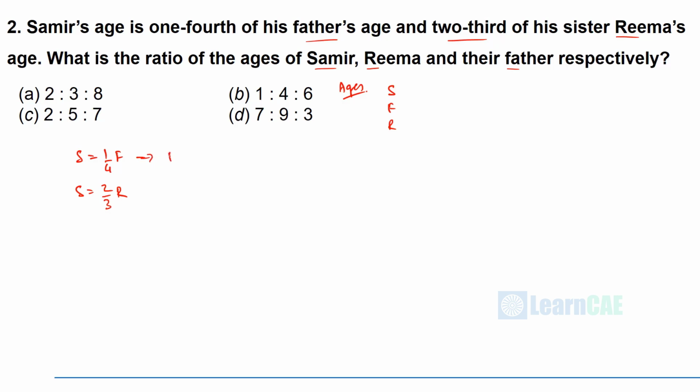This means F is equal to 4S and again here R is equal to 3 by 2 S. Now they are asking the ratio of ages of Samir, Rima and father, that is S is to R is to F. So we shall write the values here. S is to R is 3 by 2 S. F is 4S. Now we shall take out S, which is in common. The ratio will be 1 is to 3 by 2 is to 4. Now you can multiply throughout by 2 so that we can remove the fraction. 2 is to 3 is to 8. The answer is A, 2 is to 3 is to 8.